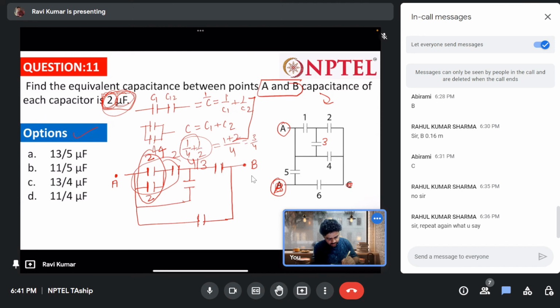And then you just add this 2: 4 by 3 plus 2 equals 10 by 3, and then 1 in series, so 3 by 10 plus 1 by 2, and plus we have this capacitor also, which is in parallel, then this one too. So if you solve it, you will get 13 by 4 microfarad. The value is 2, 2, 2, 2, 2.